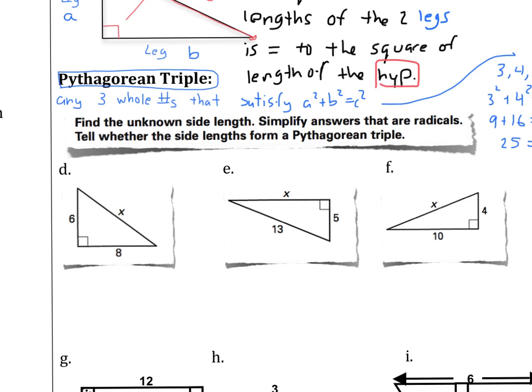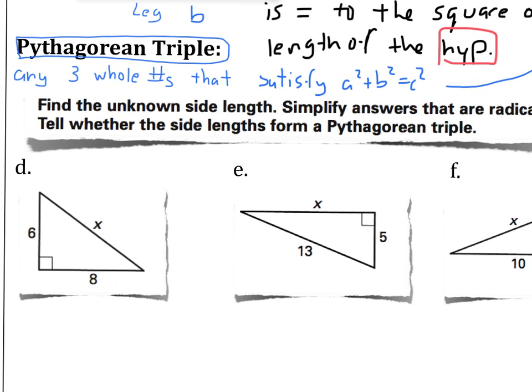The big skill that we're going to work through today is that we are going to find the unknown side length where appropriate, and we're going to simplify the answers that are radicals. So we're going to use our skills from yesterday to do that. And then we're going to see if they form a Pythagorean triple. So number 1, we're going to find a missing term, and then 2, identify.